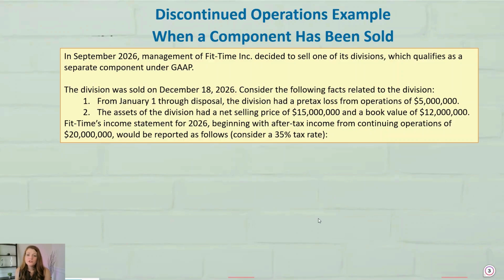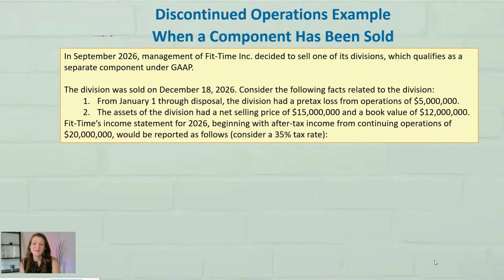From January 1st through the disposal, so all the way from January 1st of 2026 to December 18th, the division had a pre-tax loss from operations of $5 million. That is a big loss. No wonder they're discontinuing this division. The assets of the division had a net selling price of $15 million and book value of $12 million. FitTime's income statement for 2026, beginning after tax income from continuing operations was $20 million.